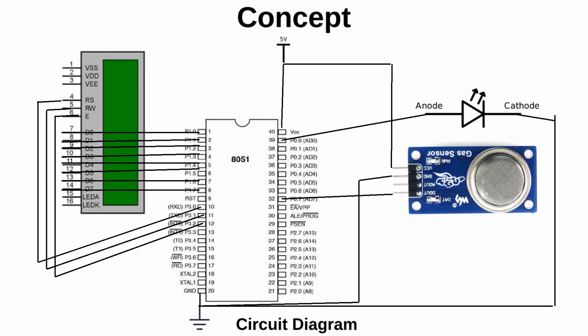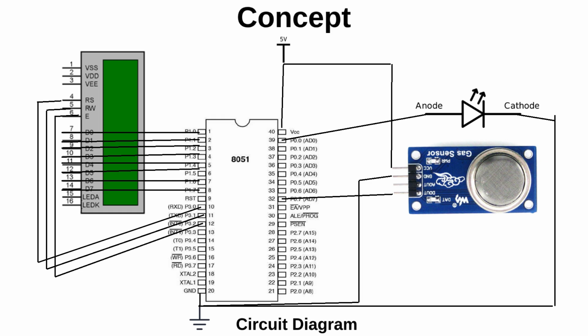Chapter 3, Concept. Take the 8051 development board, connect port 1 pins to the LCD display like showing in the circuit diagram, and connect VCC to 5V power supply. Connect RS to port 3.0, connect RW to port 3.1, connect EN to port 3.2. Connect the gas sensor digital out signal to port 0.7 pin, connect VCC to 5V power supply, and connect ground to 8051 ground pin 20.